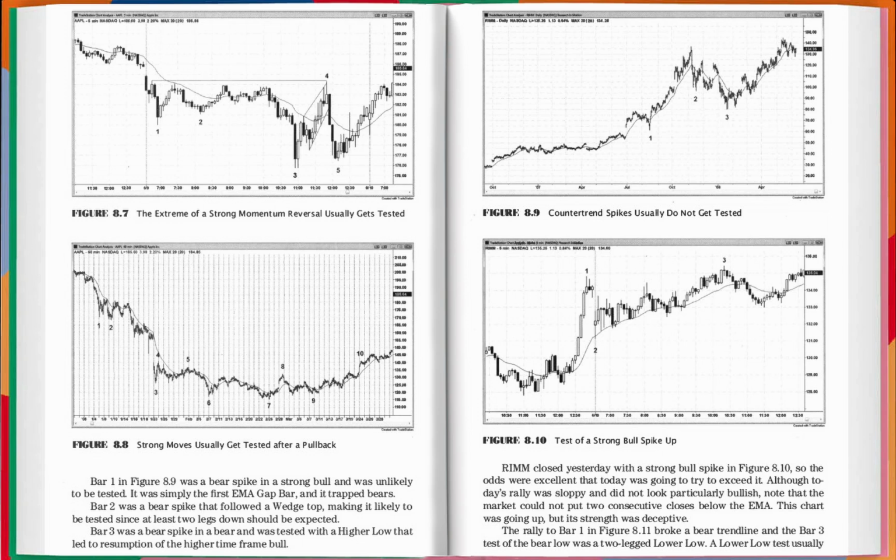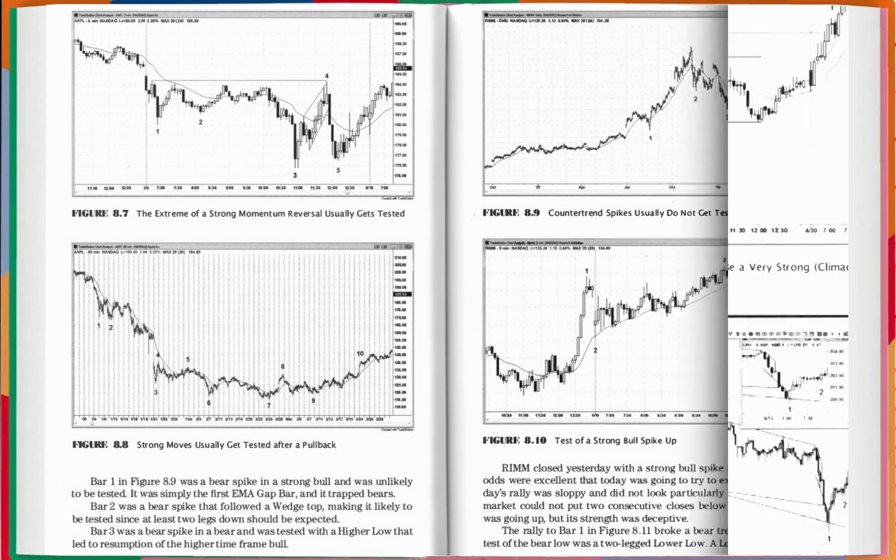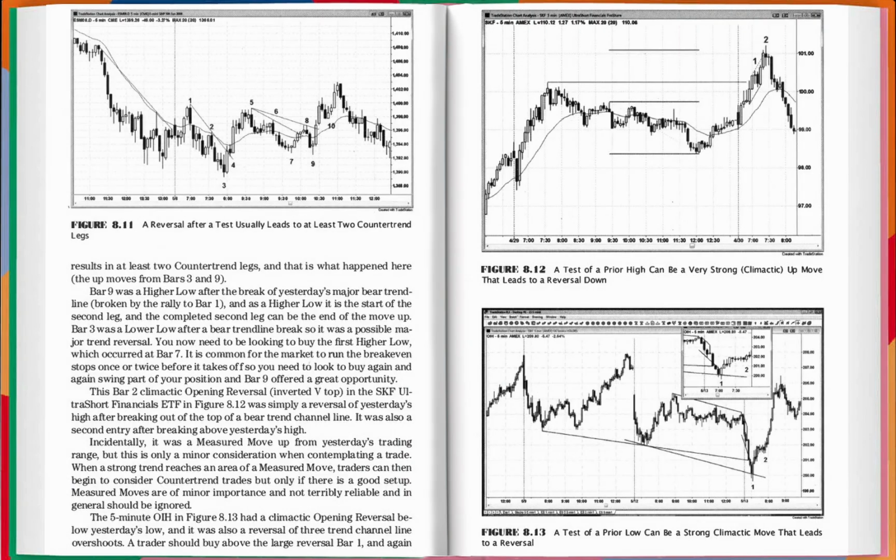The rally to bar 1 in figure 8.11 broke a bear trend line, and the bar 3 test of the bear low was a 2-legged lower low. A lower low test usually results in at least 2 countertrend legs, and that is what happened here: the up moves from bars 3 and 9. Bar 9 was a higher low after the break of yesterday's major bear trendline, broken by the rally to bar 1. As a higher low, it is the start of the second leg, and the completed second leg can be the end of the move up.